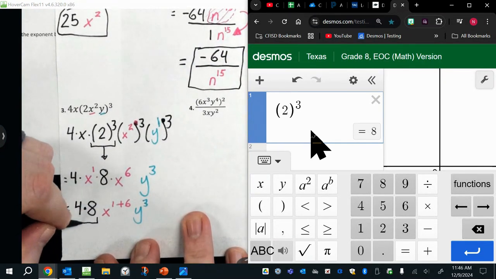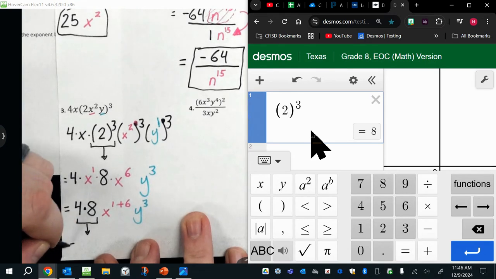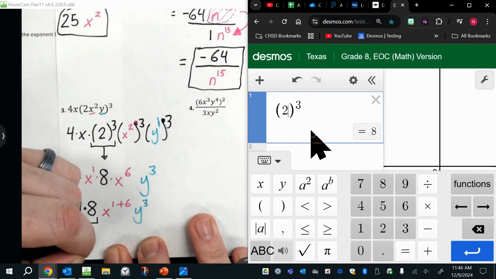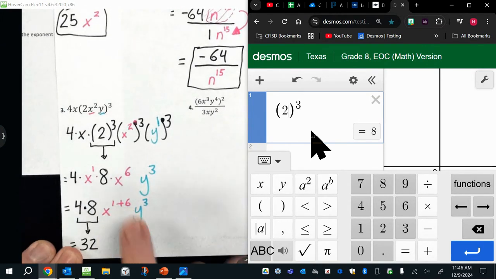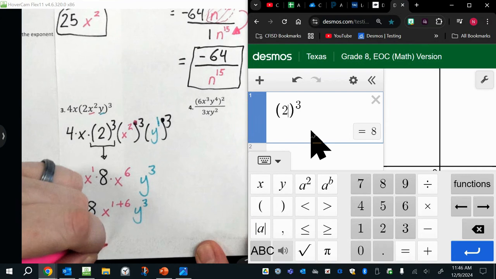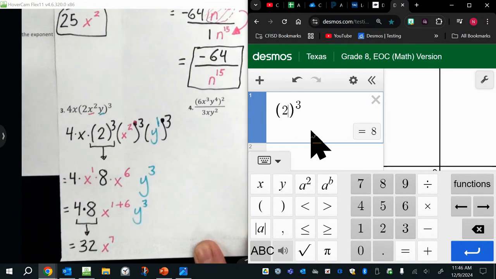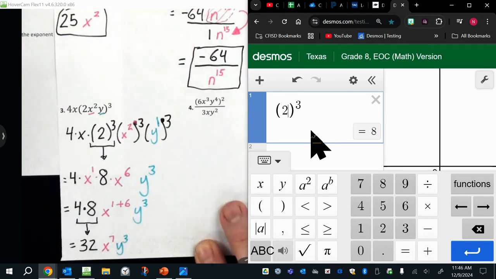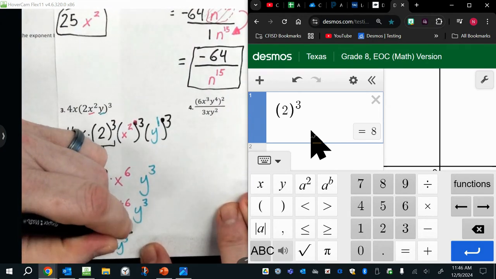So this right here, I type into the calculator. 4 times 8 is going to be 32. 1 plus 6, that's going to make this x to the positive 7. And then we have our y to the 3rd. That is our final answer.